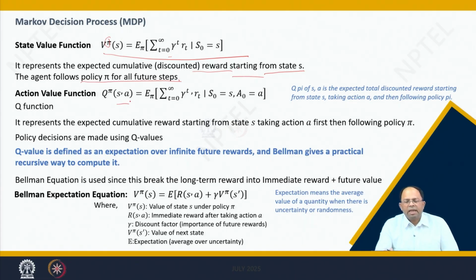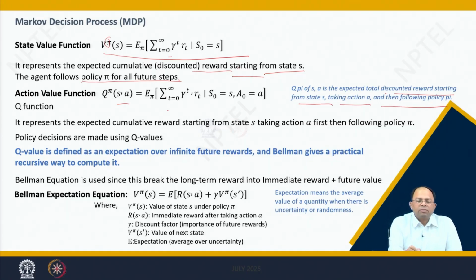Over here, you can see that Q pi of S, A is the expected total discounted reward starting from state S, taking action A, and then following the policy pi. That is what it talks about, and this is otherwise known as the Q function. So it represents the expected cumulative reward starting from state S, taking action A, and then following policy pi, which is what I just said. These policy decisions are made using the Q values. So we are determining what the Q value is, and based on that we are finalizing the policy decisions. So we can iterate for which policy we are getting what kind of Q value.